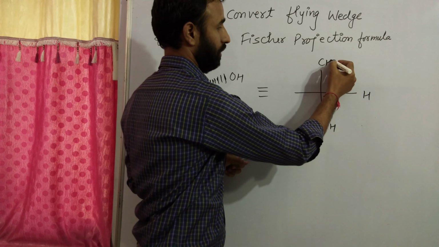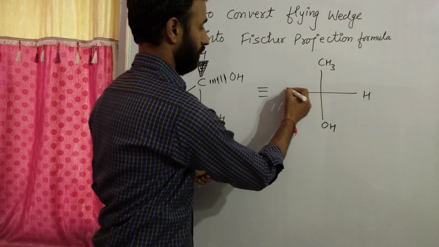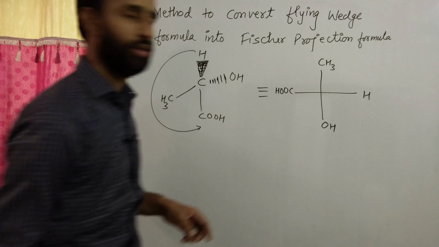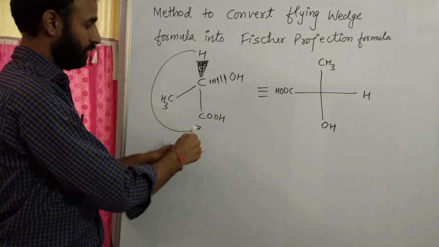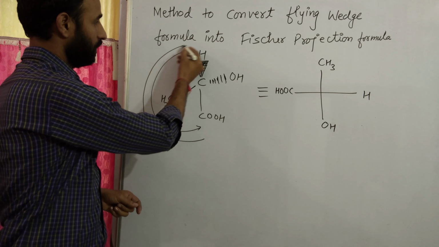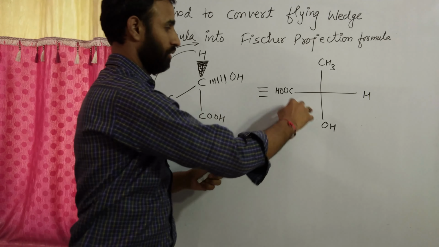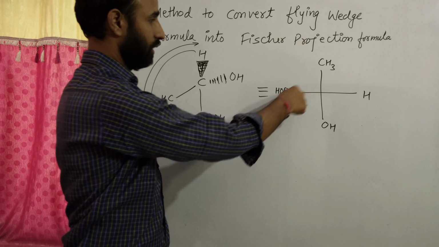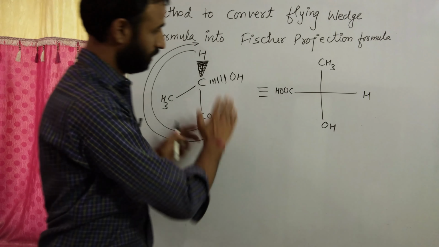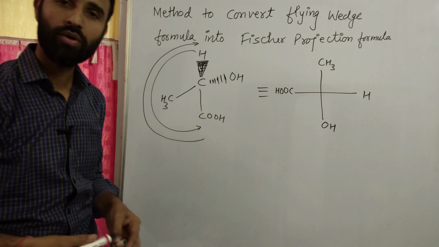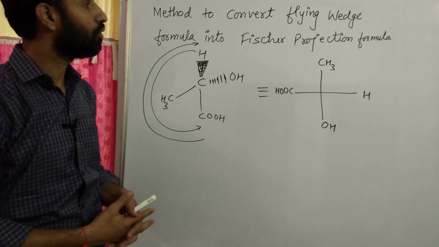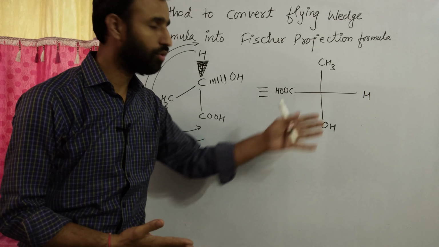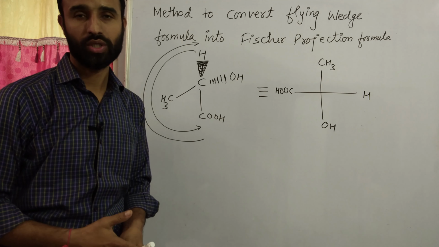H, CH3, COOH, or COOH, CH3, H. You get the same configuration. So this is the way to convert a flying wedge into a Fischer projection formula.